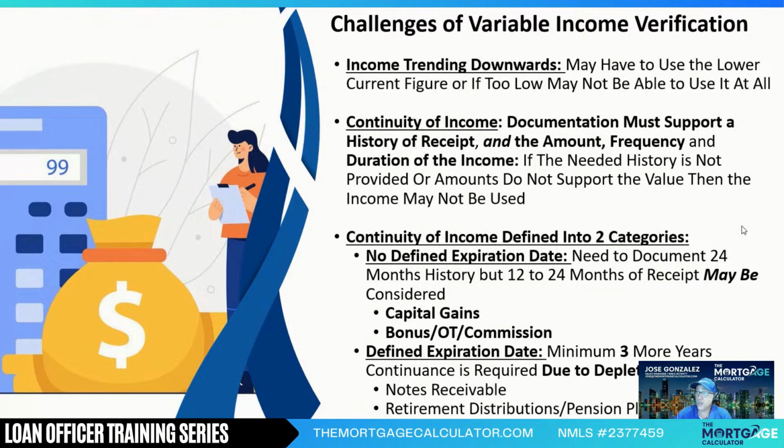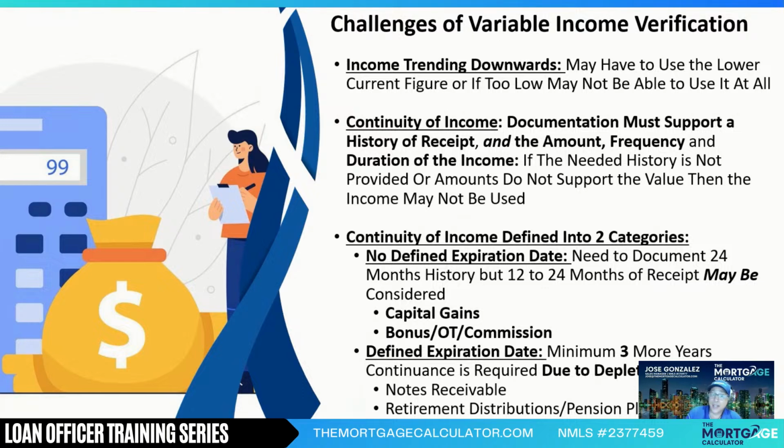So with that, we jump right into the challenges of variable income. The first challenge: if you know about commissions, overtime, or bonuses, or any other type of variable income, and the income is trending downwards, that's a big problem.